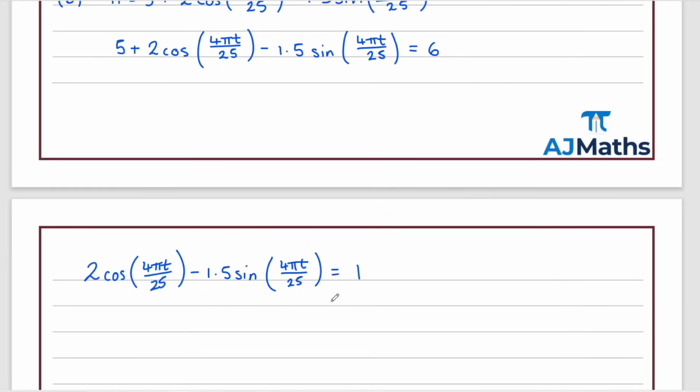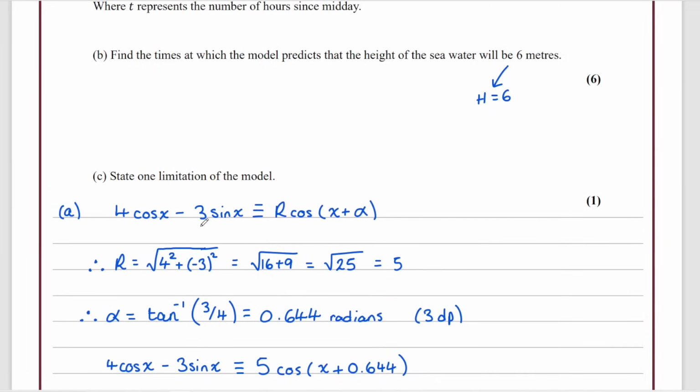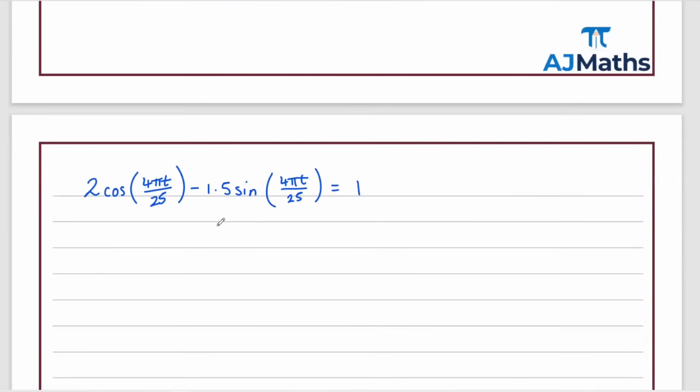Now, in its current form, trying to solve this trig equation is not particularly easy. However, if we go back to part A, we had something pretty similar. We had 4 cos x minus 3 sin x, and we expressed it in this form. Notice what I've got is 2 cos of my argument minus 1.5 sine of my argument. So ignore the argument for now. Just notice I've got 2 cos and minus 1.5 sine.